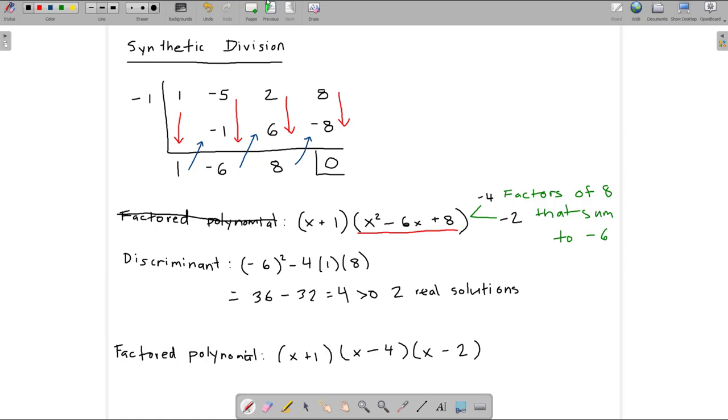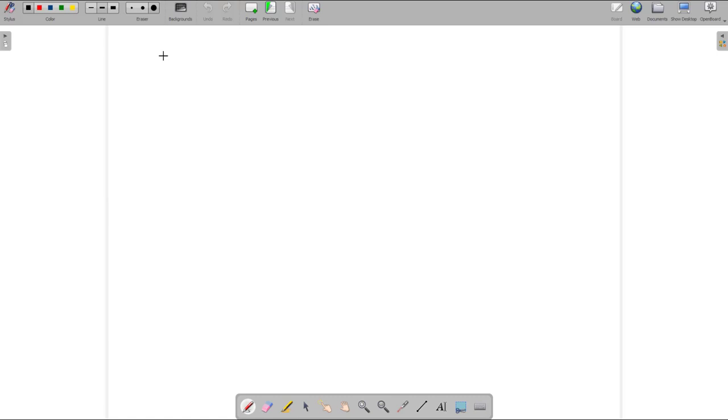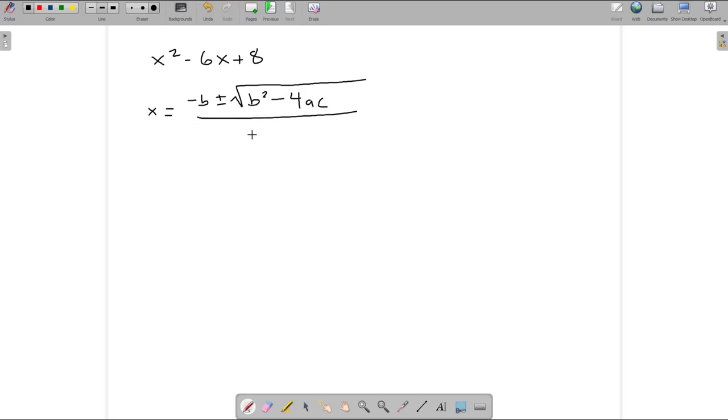And so if you did the quadratic formula on this instead, that would work fine too. You just wouldn't end up in factored form. It would give you the zeros explicitly. So let me do that real quick too. x equals -b plus or minus the square root of b squared minus 4ac over 2a, the whole thing over 2a.